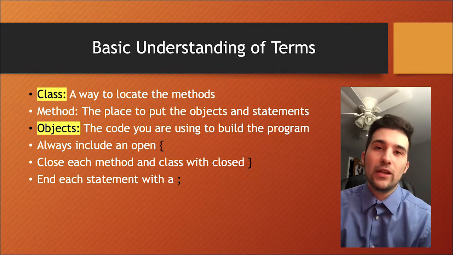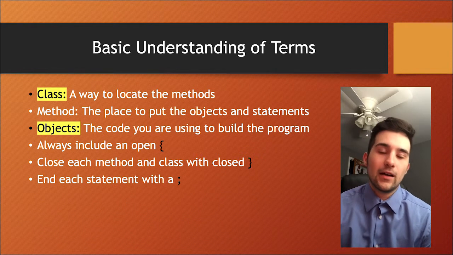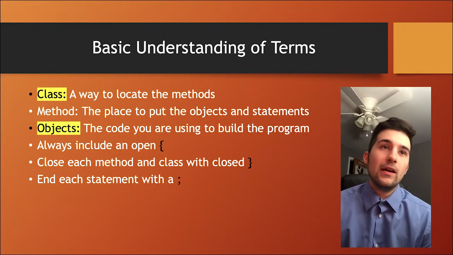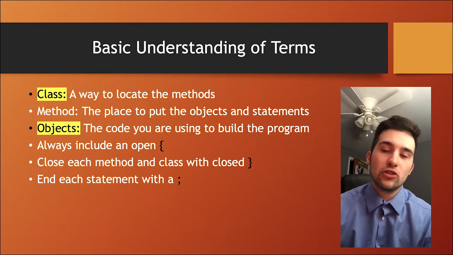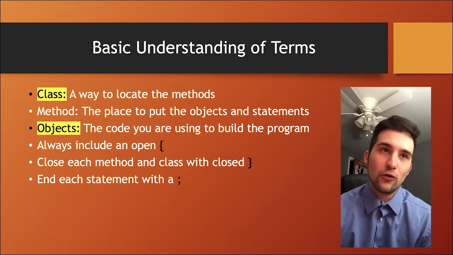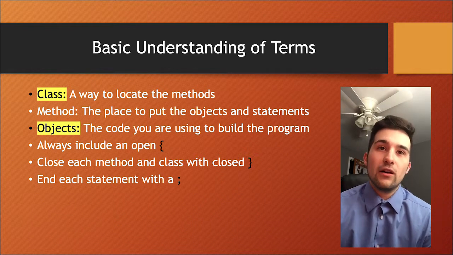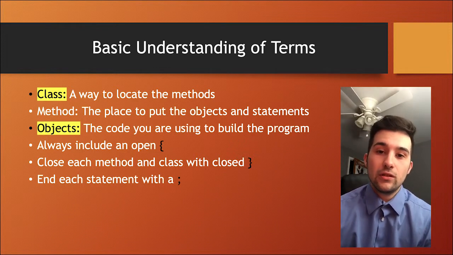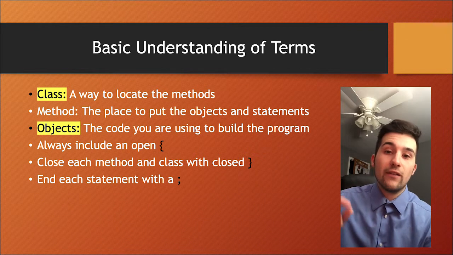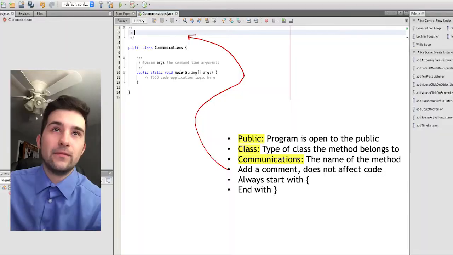A class is a way to locate the methods. So a class is basically like a large storage bin for finding methods. And methods are a place to put your objects and statements. And then objects are the code you're using to build the program. So a method is basically a storage bin for objects, and a class is basically a storage bin for methods and objects. However, make sure to always include an open bracket and a closed bracket for each set of code. And also each line you're writing in the code has to have a semicolon at the end of it for the program to read it.